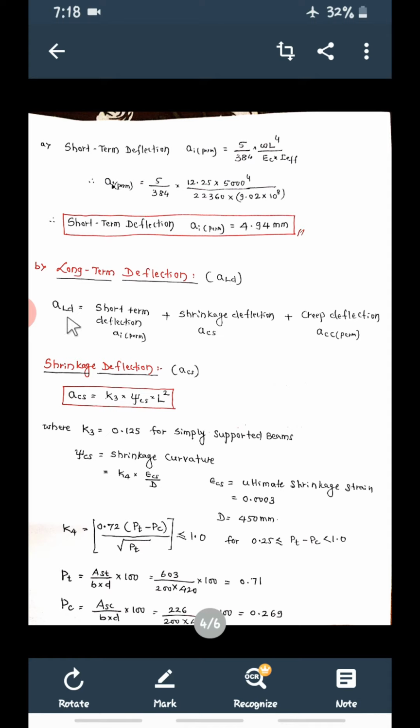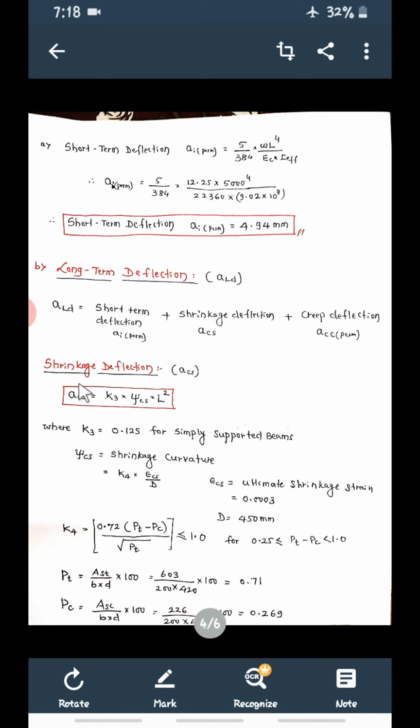So what is long term deflection? Long term deflection is equal to the short term deflection plus shrinkage deflection, that is ACS, plus creep deflection ACC, permanent. If you add all these three, we are going to get the long term deflection. The first term, the short term deflection, we have already calculated. Let us calculate the shrinkage deflection and creep deflection.